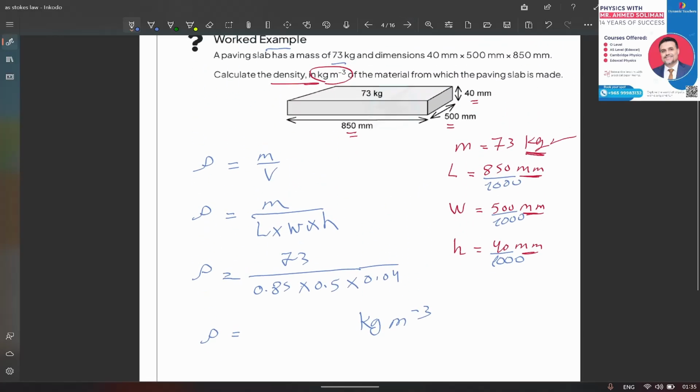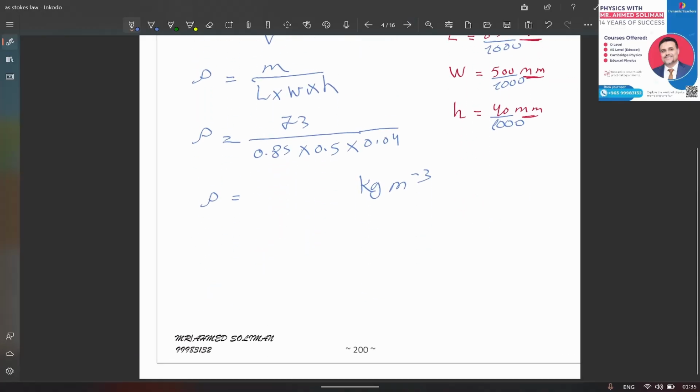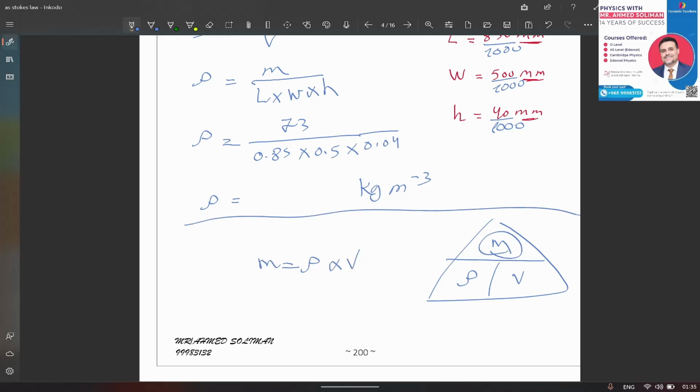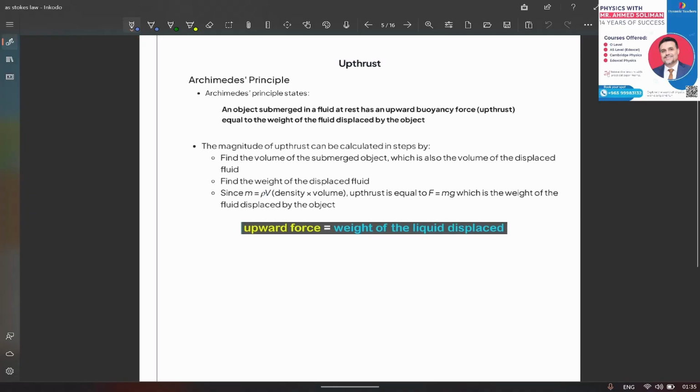So to find the density, it will be easy. Also, you can make the equation in a triangle. So it will be density equals mass over volume. If you need mass, it will be density multiplied by volume. If you need volume, it will be mass over density. So you can rearrange as you want in the question. Now let's move to the next.